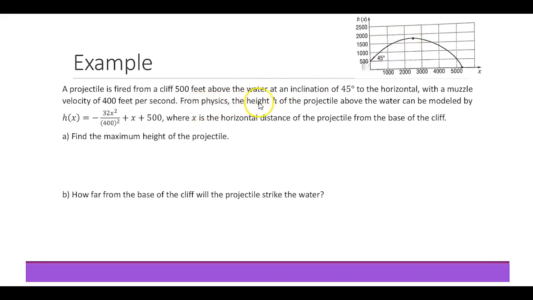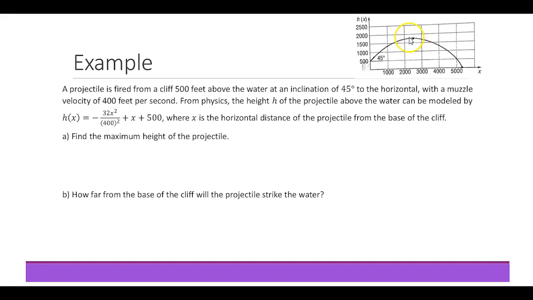So from physics, the height, h, of the projectile above the water can be modeled by this equation. Negative 32x squared over 400 squared, so this is a physics formula where we're plugging in the initial velocity, plus x plus 500 feet, that's the initial height, where x is the horizontal distance of the projectile from the base of the cliff. So x here is the distance, how far I am from this cliff over here. Part A is find the maximum height of the projectile. Now, the picture really shows what we're looking for here.